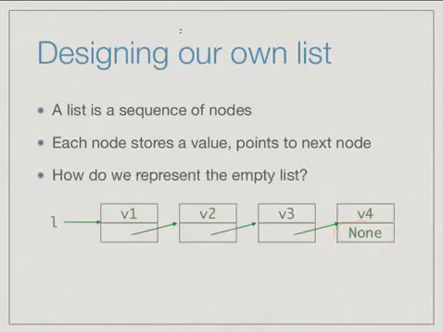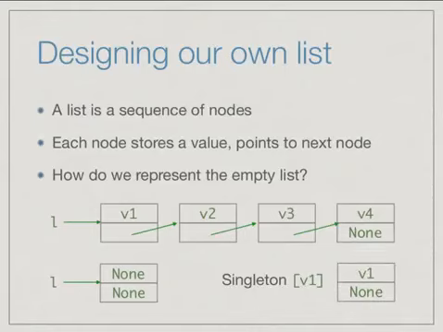So in this representation, what would the empty list look like? Well, it's natural to assume that the empty list will consist of a single node which has both the value and the next node pointer set to none. Whereas, for instance, a singleton would be a single node in which we have the value v1 and the next set to none. So this is the convention that we shall follow for our representation of a list.